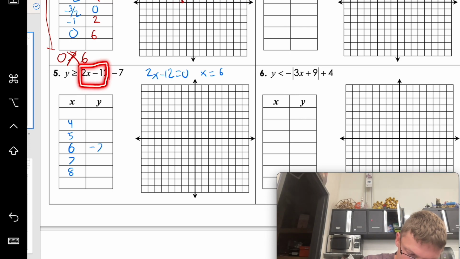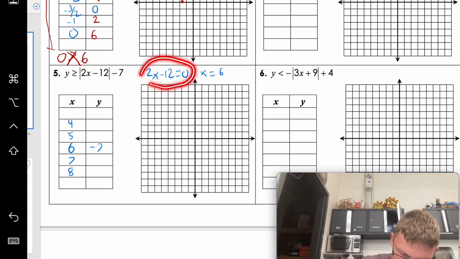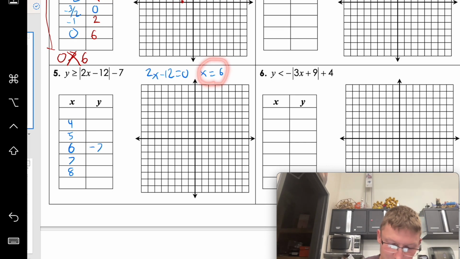We look at what's inside the absolute value and we set it equal to 0. We do our algebra and we find that x equals 6. So we added 12 to both sides, divided by 2 to both sides, and that's where we got x equals 6. So that's where we're going to start with our vertex. So now we just plug that 6 into our equation. So 6 times 2 is 12 minus 12, so that's 0 minus 7. That's where our minus 7 comes from.